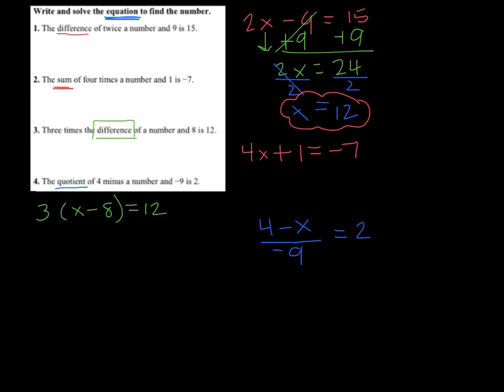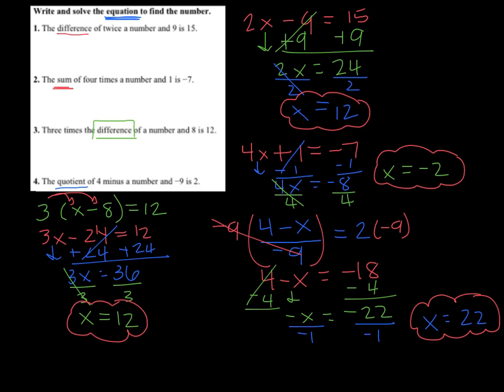Remember, this is a review from Chapter 1. The reason we're doing this is to get you prepared for what we're going to be doing later this week, which is solving multi-step inequalities. Okay, so I have solved all 3 equations. For number 2, you should have gotten that x is equal to negative 2. For number 3, x is equal to 12. And then for number 4, x is equal to 22.